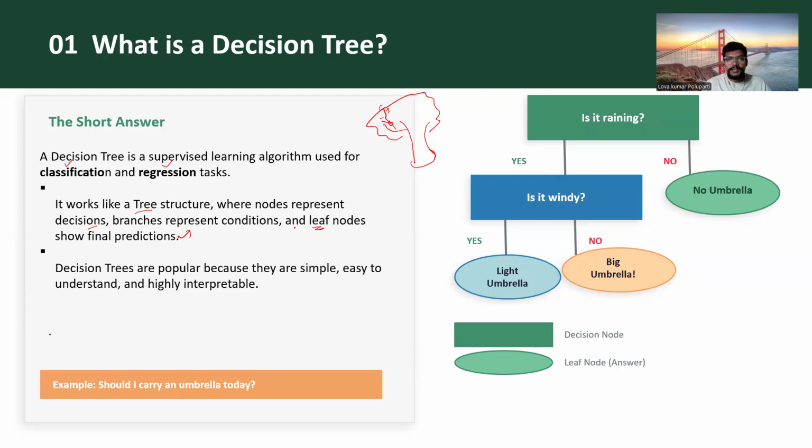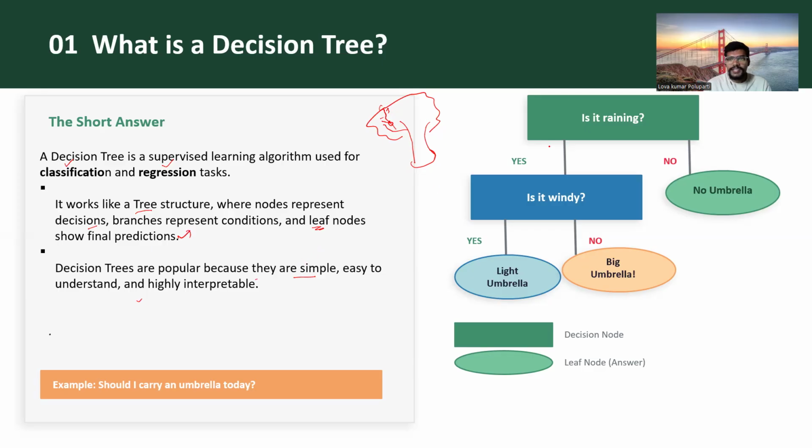Completely looking like a tree structure, it has nodes and branches. Just as a tree has the trunk, sub trunks, branches, sub branches, and the endpoint is a leaf, similarly the decision tree does the same. Decision trees are popular because they are simple and easy to understand.